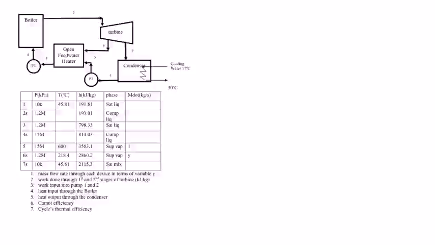This is the example problem we did in class. Here is a cycle with 6 devices and 7 states. All of the enthalpies and phases are provided for you for all 7 states. We're interested in determining the mass flow rate across each one of the devices.